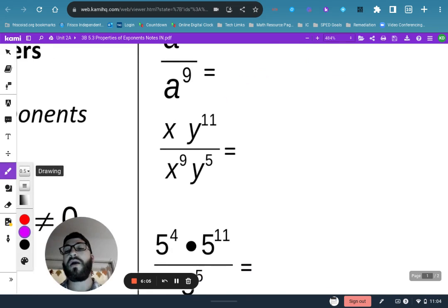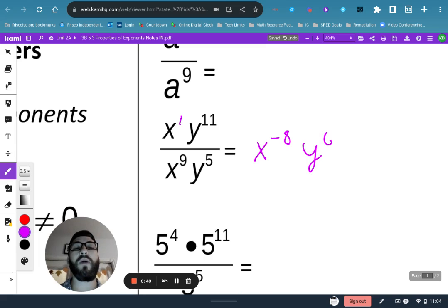Let's do x times y to the 11th over x to the 9th, y to the 5th. I'm going to go ahead and add an exponent of 1 there for my x, to make sure that we're accounting for all of our exponents. So I have two sets of bases, my bases of x and my bases of y. For my bases of x, I'm going to subtract. So x to the 1 minus 9 would be equal to x to the negative 8. And then y to the 11th divided by y to the 5th, that's 11 minus 5, which would be y to the 6th.